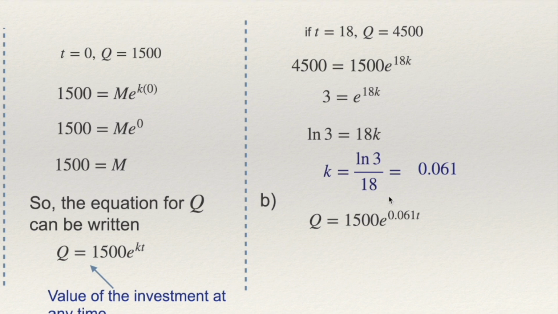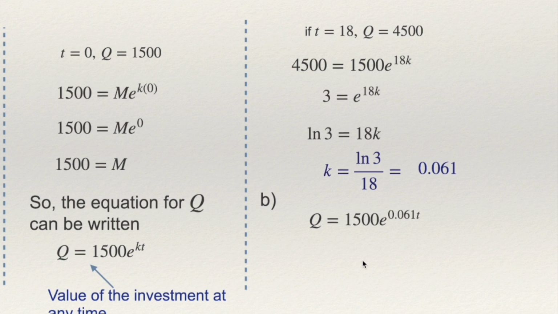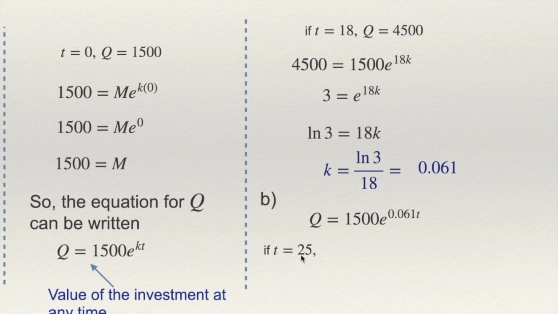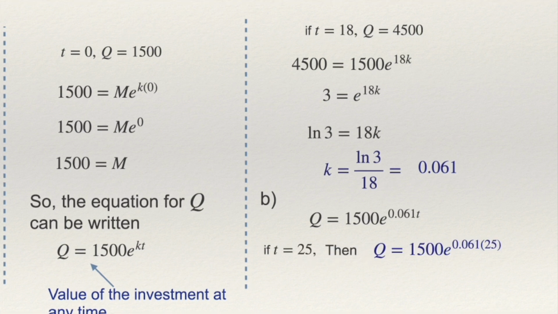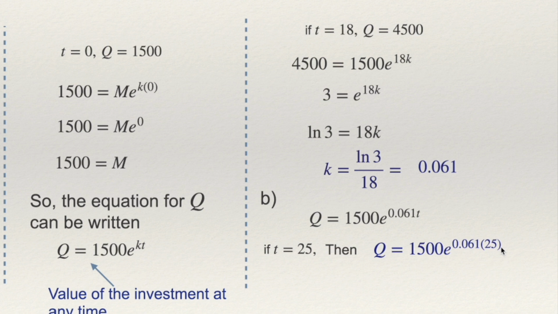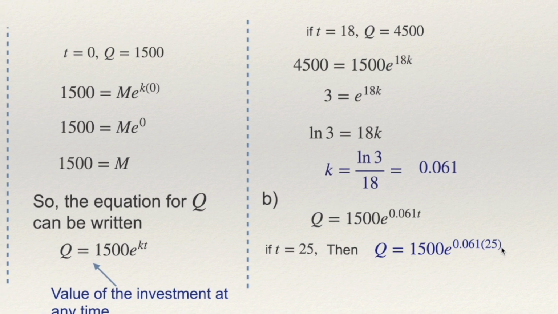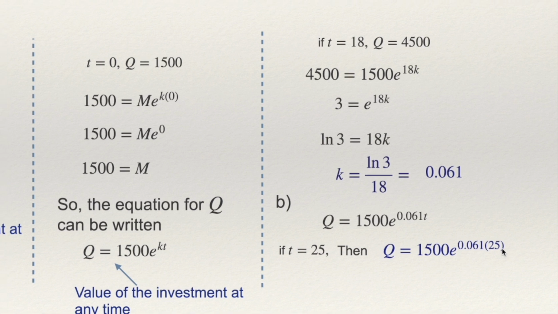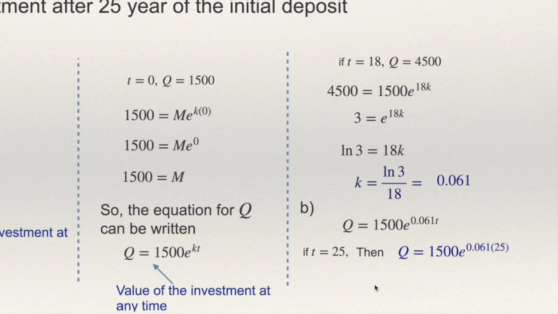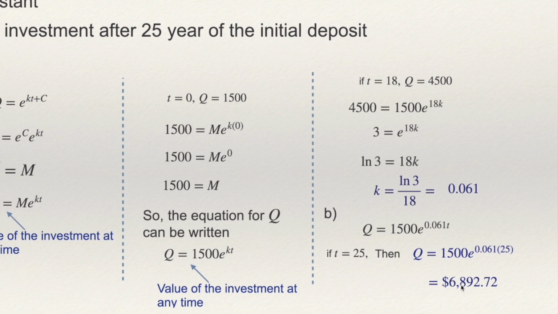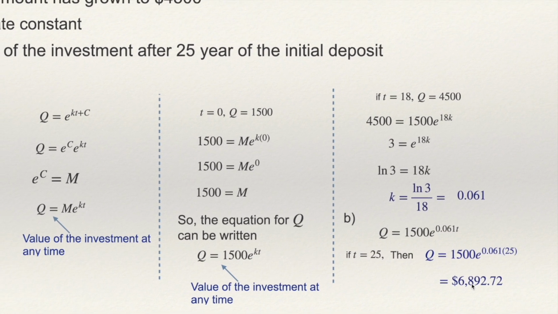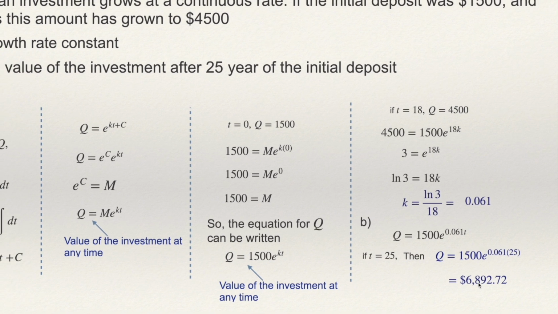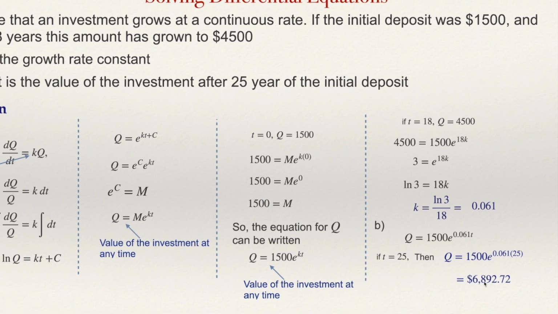And if I want to know the value of the investment after 25 years of the initial deposit, the only thing I need to do is substitute t by 25. If t equals 25, Q will be 1500 e to the power 0.061 multiplied by 25. Make this calculation using a calculator or a computer or whatever software, and you will find that Q equals around $6,892.72.